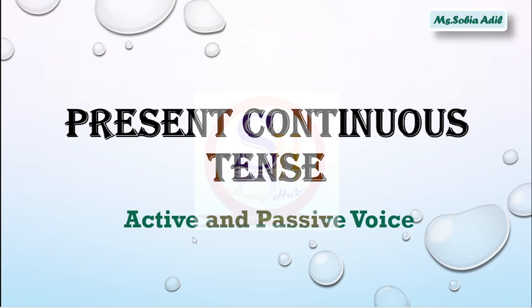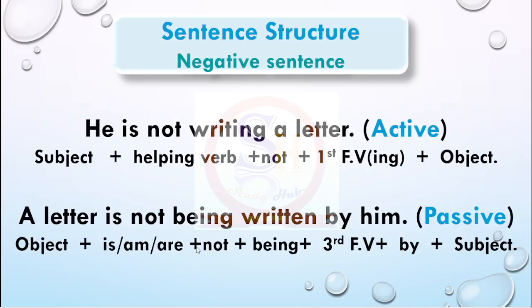But here we are to continue that topic, and we are to talk about the negative sentences, the structure of negative sentences. As you know, negative sentences are the sentences in which we use not. When we are negating something, when we don't want to do something, we just use this one word not in our sentences. So over here there is a sentence, he is not writing a letter. Now this is the active voice. As you can see, this is the present continuous tense and the negative sentence of it, right?